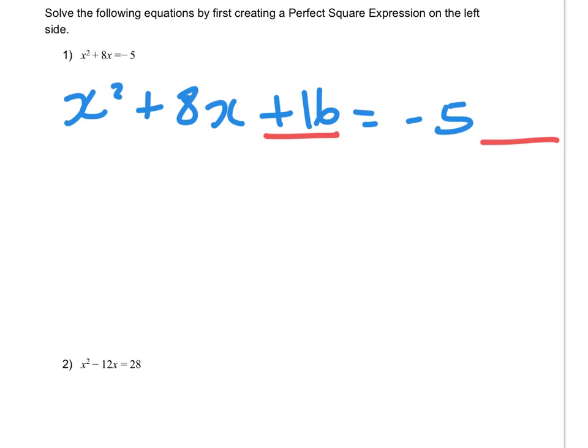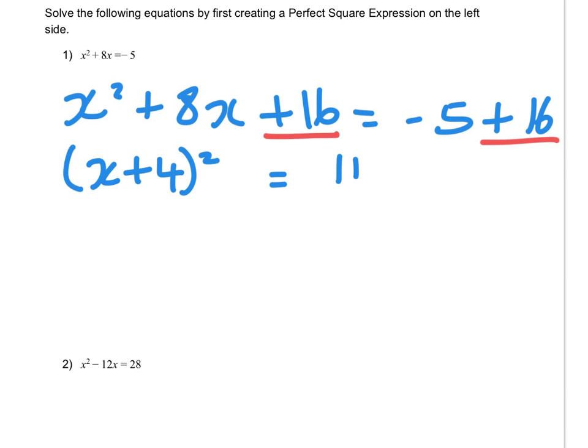Okay? Now because it's an equation, if I add 16 to one side, I have to add 16 to the other. So what I'm going to get then, this side here is x plus 4 squared. And over here, you get 11.